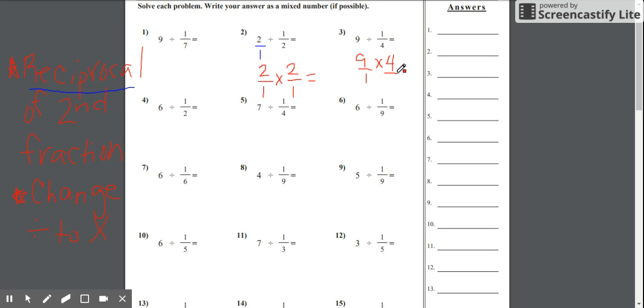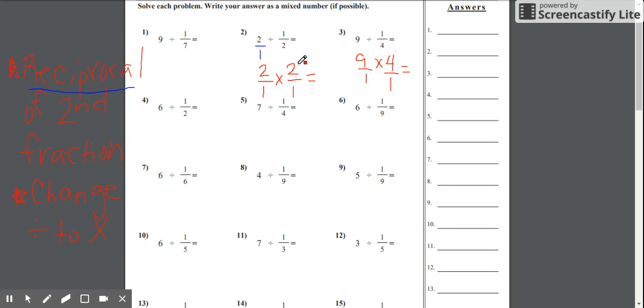And that's all you have to remember whenever you're dividing fractions. You change the division sign to a multiplication sign, and then you find the reciprocal of the second fraction, and you just basically flip it upside down. And once you're done with that, you just go ahead and multiply your fractions just like you learned how to multiply in the previous video.